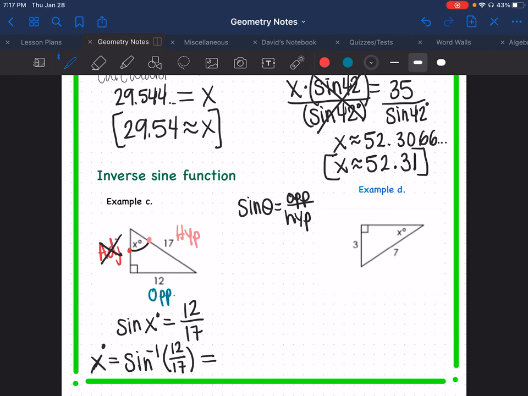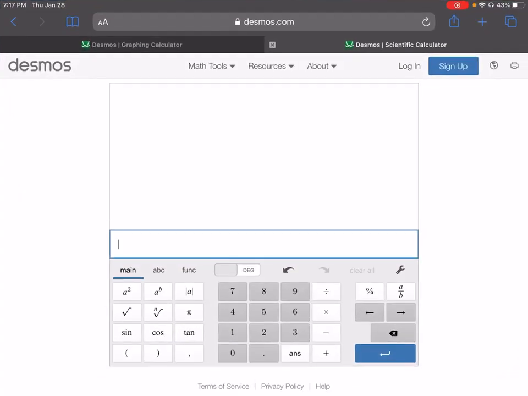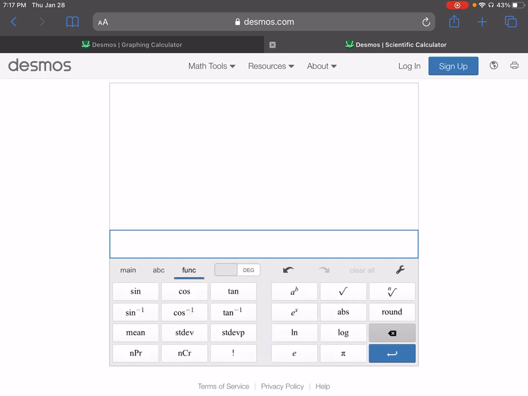So to find x and how many degrees it is, I'm going to use the inverse function. Okay, so let's go over to Desmos and let's clear this. Oh, let's see. I don't see it. Oh, shoot. I'm not seeing it. Oh, there it is. So I went ahead from the main. I hit this one that says func. I'm guessing it's function. Take a look right here. Right under sine, where it looks like sin, is the sine inverse, to the -1.